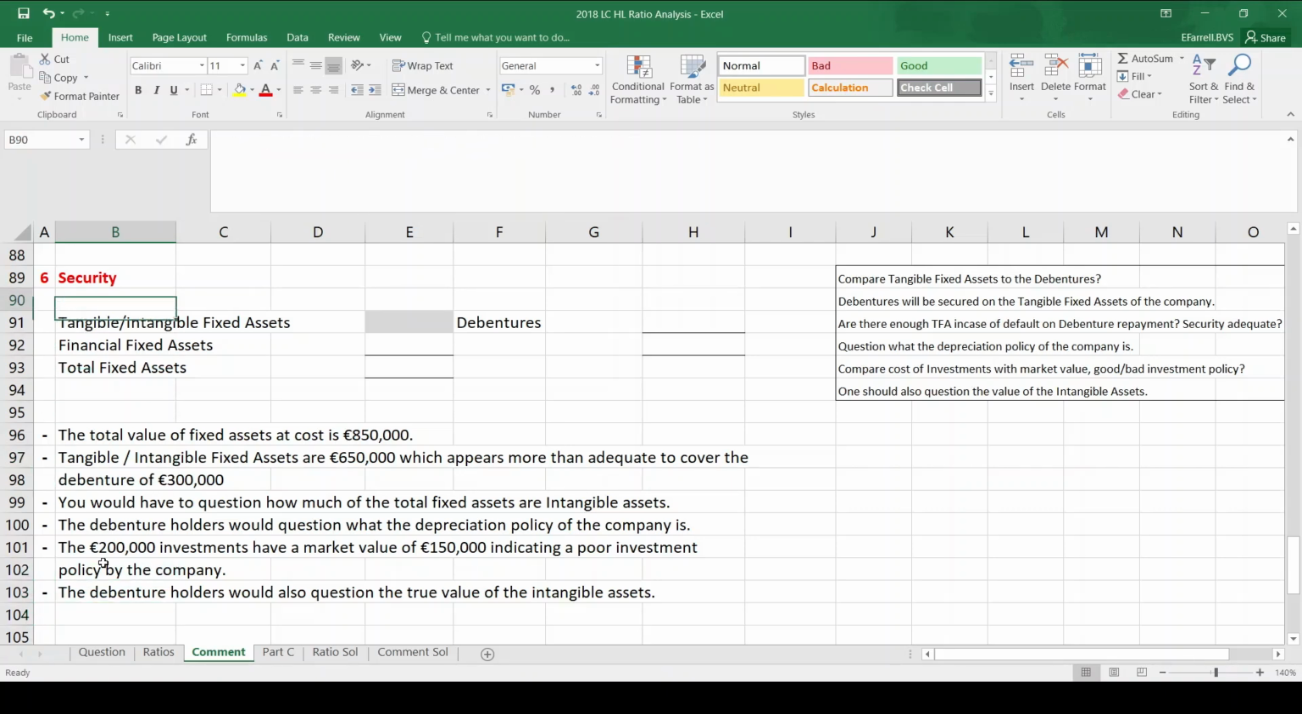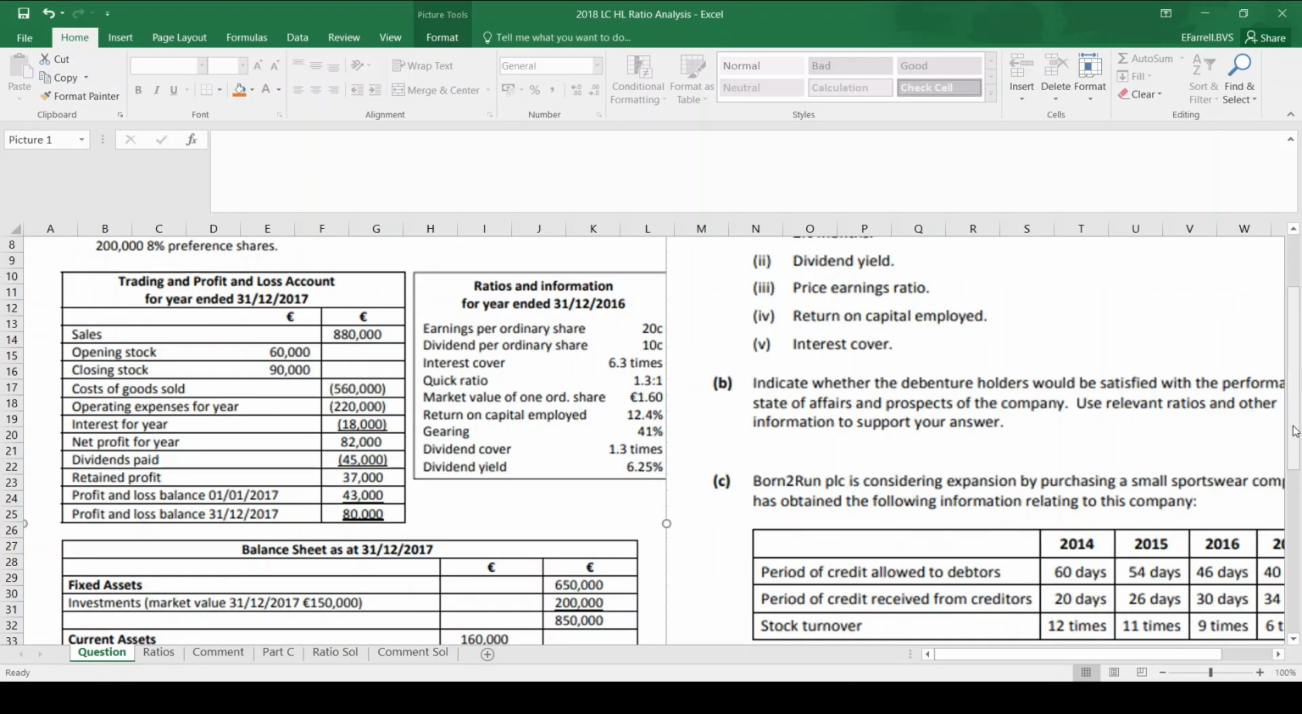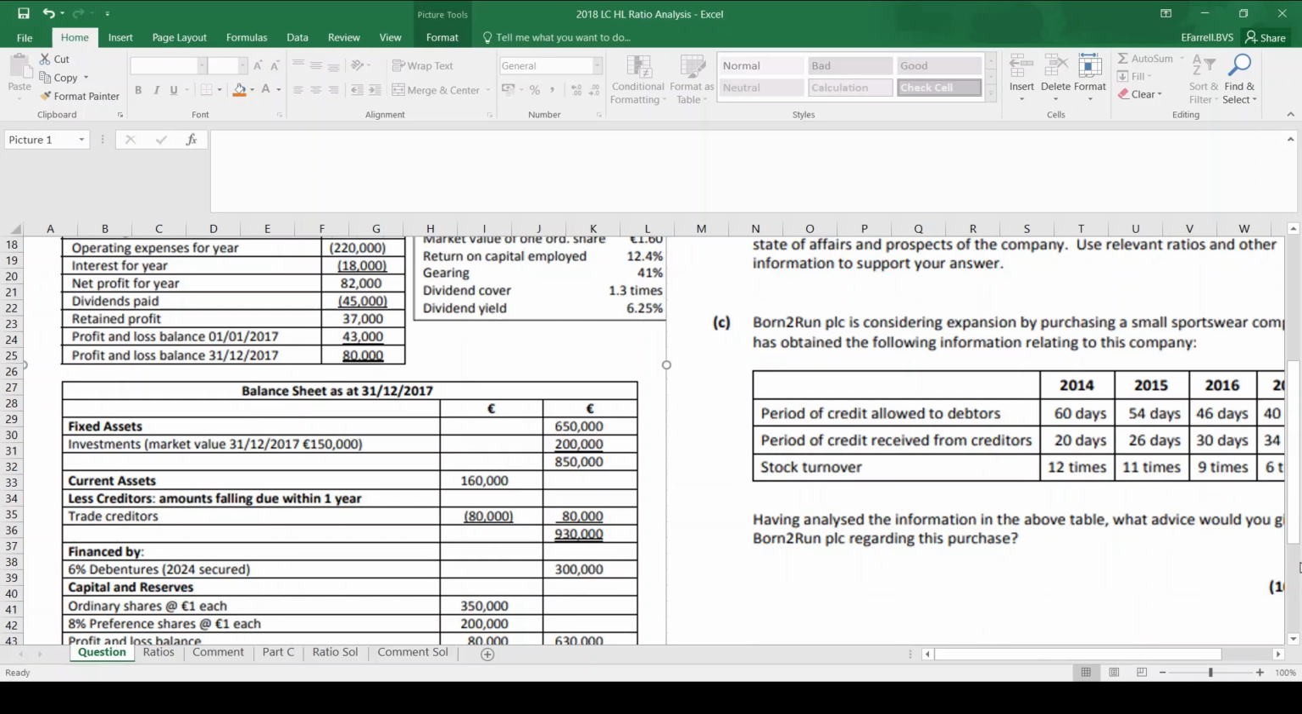So security, what are we trying to do here? Basically in the question, we're looking at it from the point of view of the debenture holders. The debenture holders have given a loan to this company, a loan of 300,000. It's now 2017 in the balance sheet. This has to be paid back in 2024. The loan has to be paid back and the interest has to be paid each year also. So what we want to see is the company getting ready to do that.